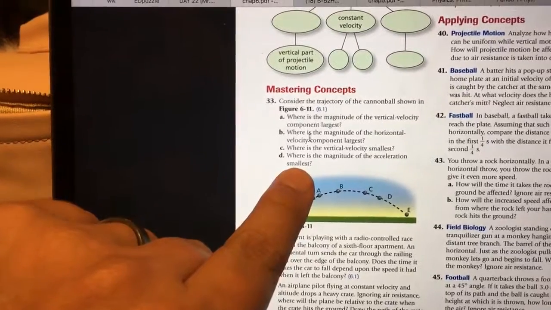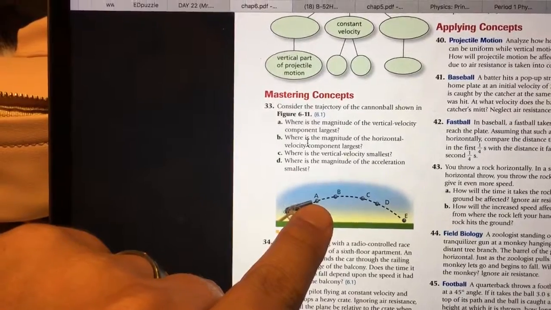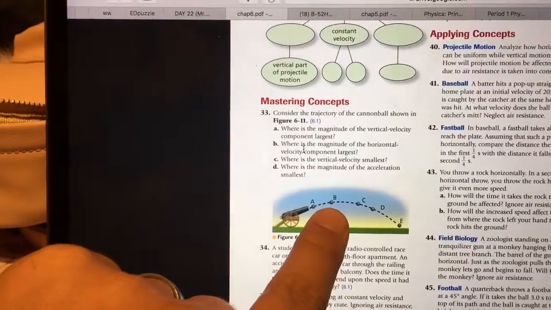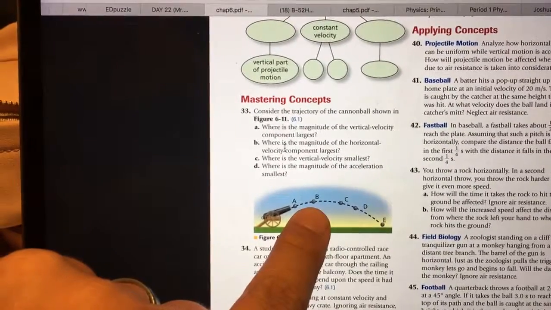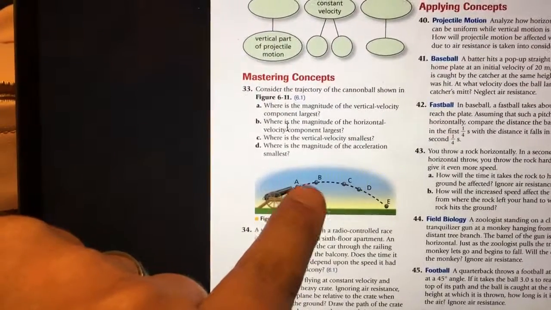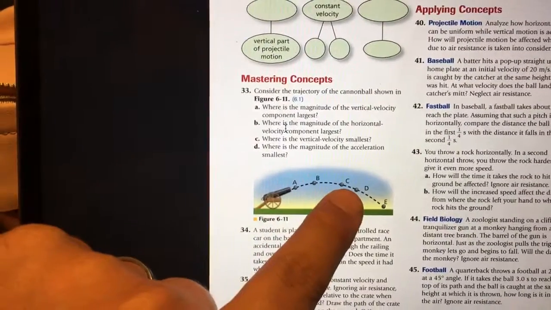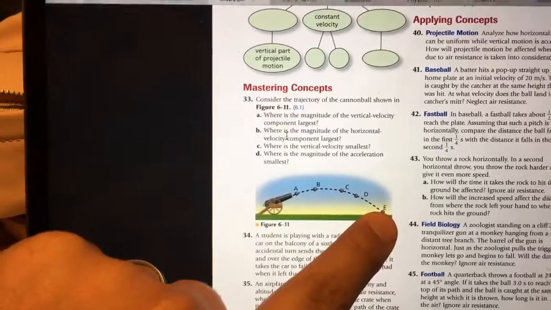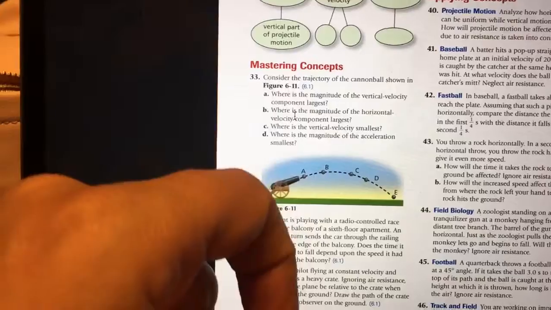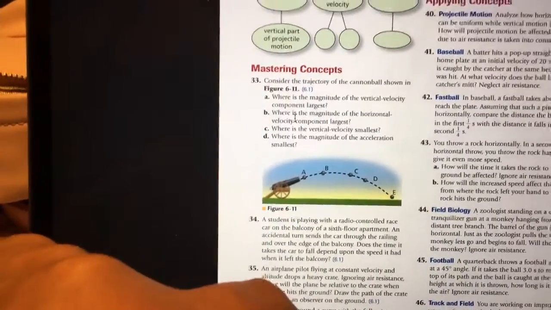Okay, D, where's the magnitude of the acceleration the smallest? Well, once the cannonball leaves the cannon, and that's the part of the timeline we're talking about, there's only one thing accelerating the cannonball. What is it? That's right. It's gravity. Is gravity different here at A than here at B? Hopefully you said no. Is it different here at C? No. D? No. E? No. Gravity is the same the entire time. So the acceleration is always the same. It's negative 9.8 meters per second squared, negative because it's down.